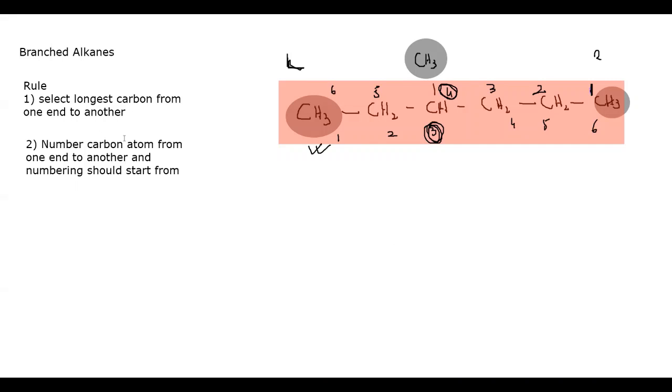So first we select the longest carbon atoms from one end to another. Then we number the carbon atom from one end to another, and numbering should start from nearest branch. Then what is the third step? The third step, write the position of branch.